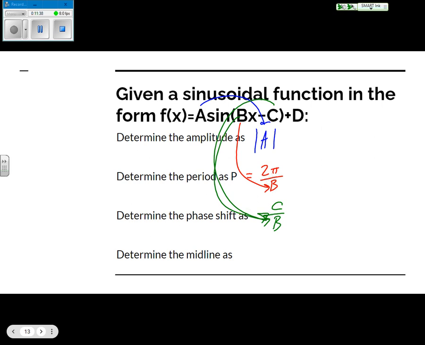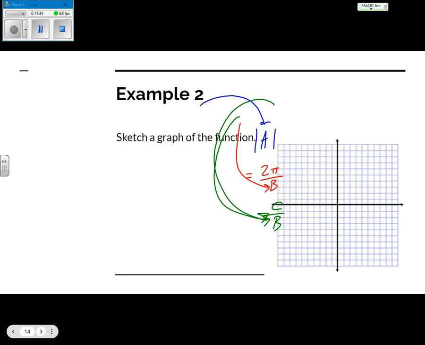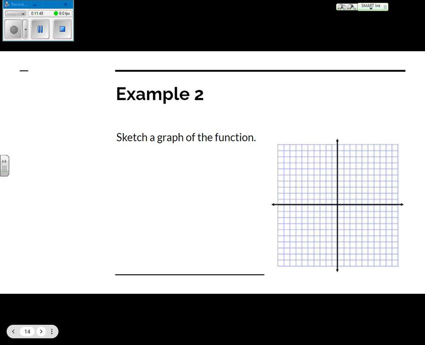And to determine the midline, let's not even worry about that with this video. We'll come back to it if we need it. I don't think we need a midline. So let's go back and let's add a little bit to our phase shift and stuff.